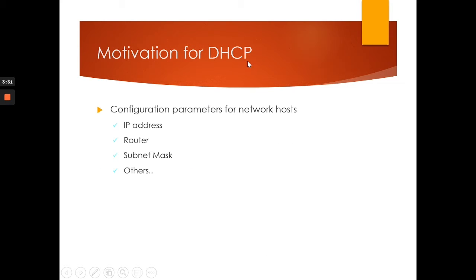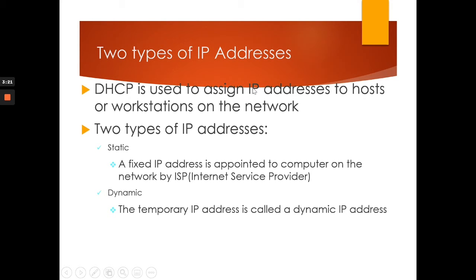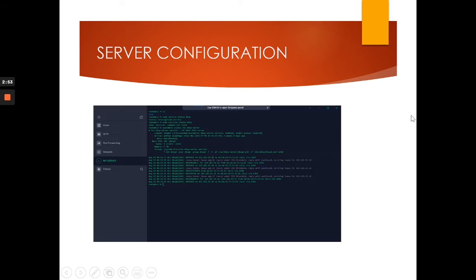So what is the motivation for DHCP? Why do we need DHCP? The configuration parameters for network hosts, like IP addresses, routers, subnet mask and others, are very crucial. So there are two types of IP addresses. DHCP is used to assign IP addresses to hosts or workstations on the network. Two types of IP addresses are used: static and dynamic. Static ones are fixed IP addresses which are assigned to a computer and provided by the internet service provider. However, dynamic IP addresses are temporary IP addresses which are assigned to a computer on a temporary basis.